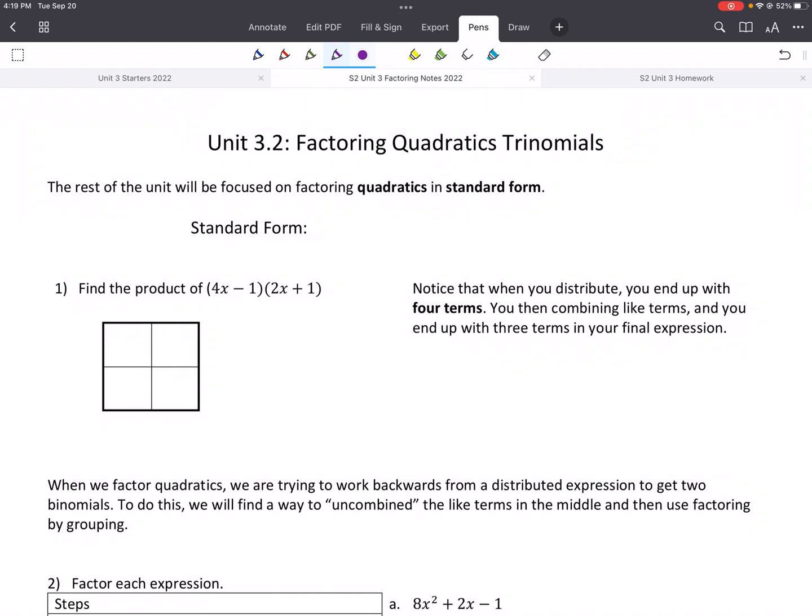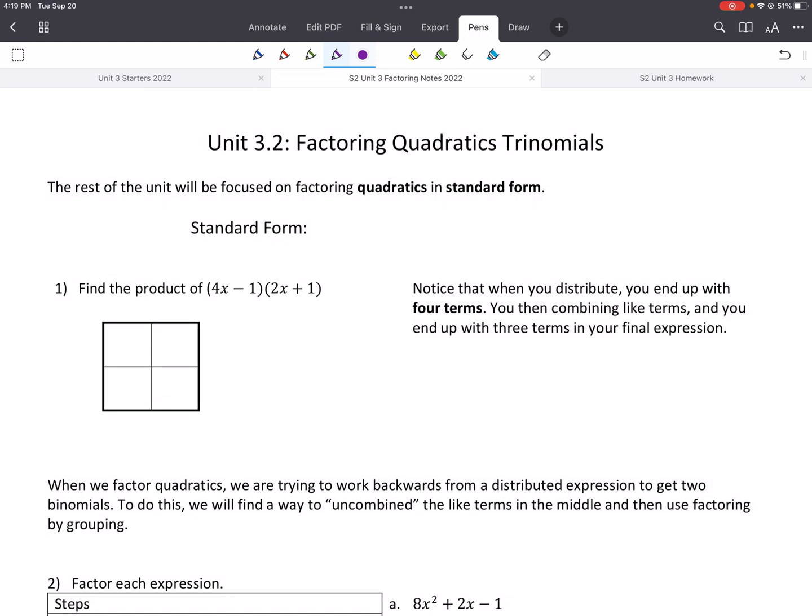Alright, hey everybody, this is Unit 3.2, Factoring Quadratic Trinomials. So in our last lesson, we focused on factoring out the greatest common factor, and also how to factor if we had 4 terms. The rest of this unit will be focusing on quadratics in standard form.